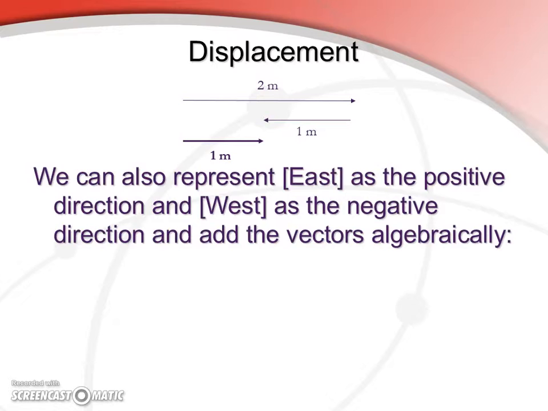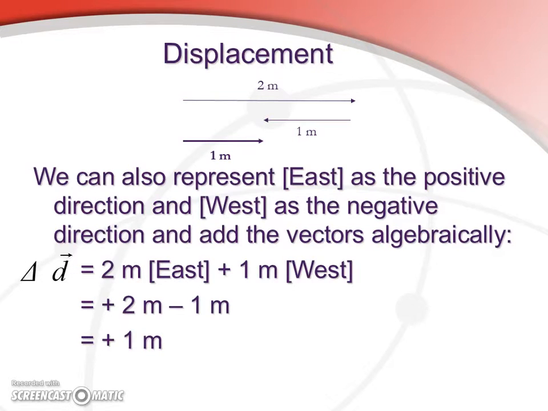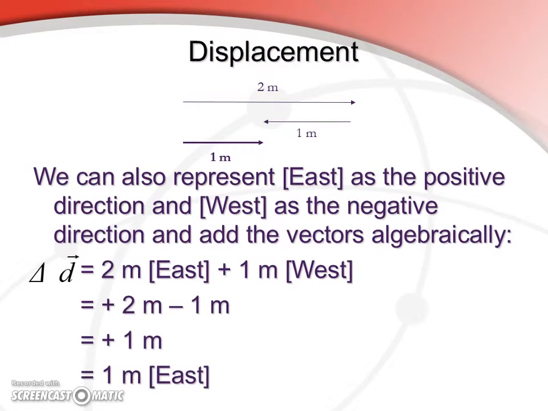Now we could have done this algebraically as well, right? So we could have said 2 meters east plus 1 meter west, we can call east positive, so 2 meters positive, 1 meter west is negative, add them together and get 1 meter positive or 1 meter east.